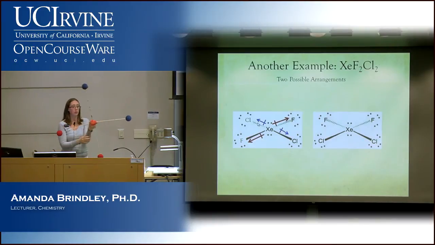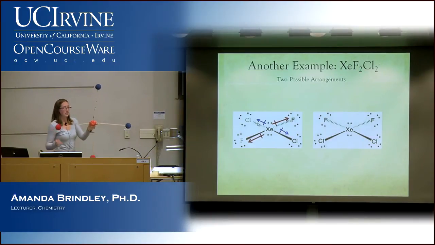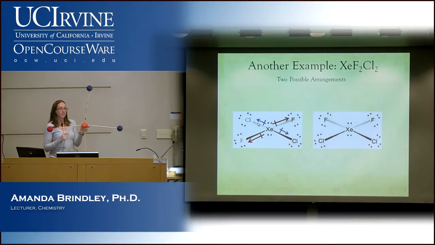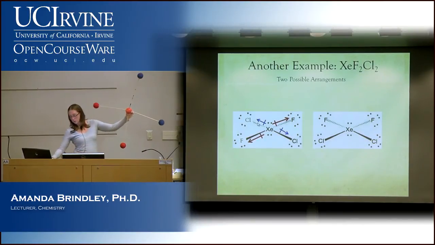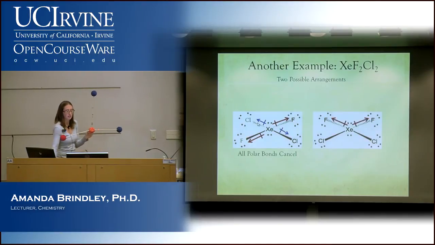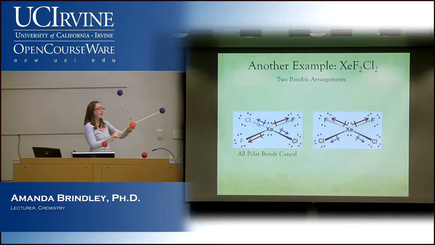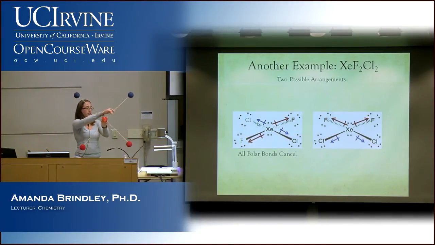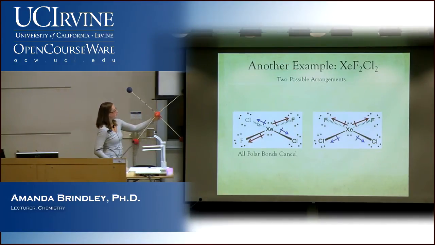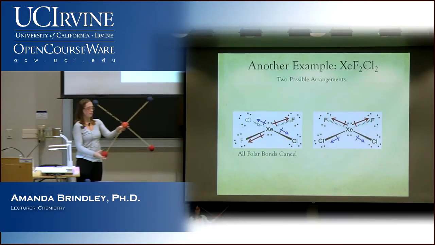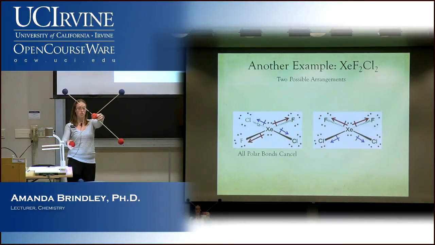All of these bonds are polar, right? A chlorine and a xenon is still going to be a polar bond, but it's not going to be quite as polar. Meanwhile, the xenon-fluorine bond is going to be a lot more polar. And so, while they'll cancel a little bit, these fluorines are going to overpower the chlorines, and you're going to have a dipole. Now, for the sake of consistency, let's say I hold it like this.